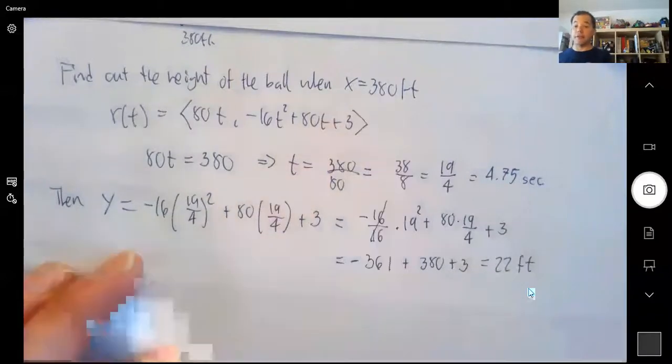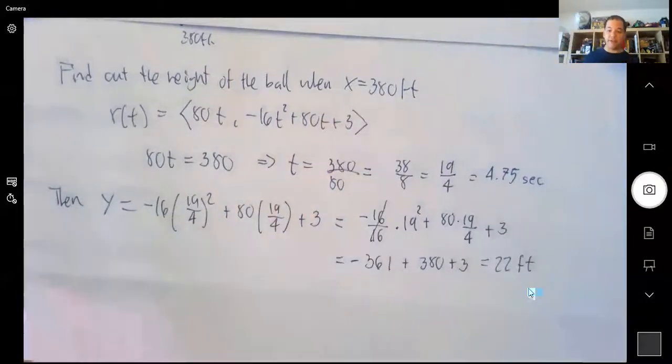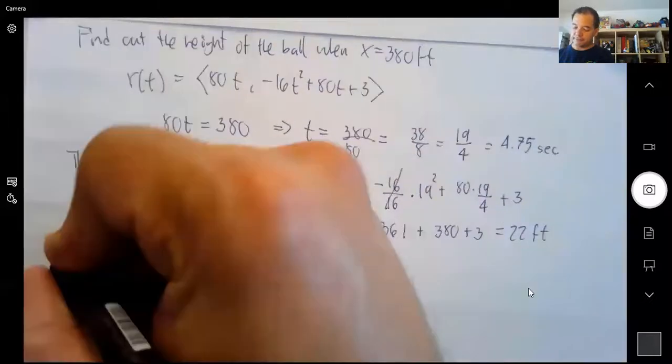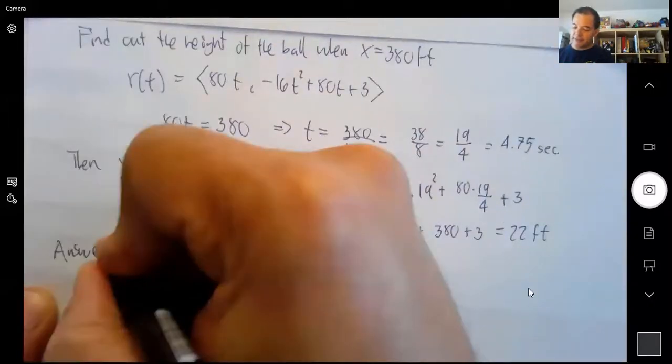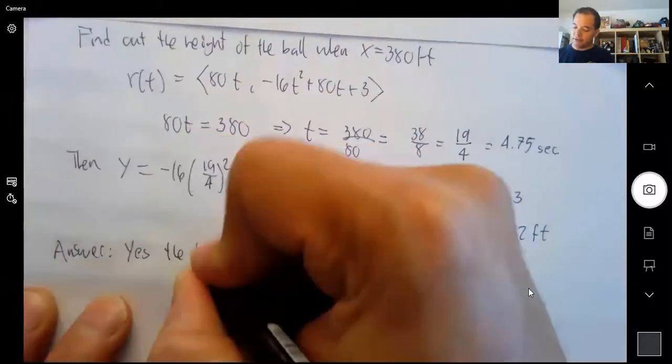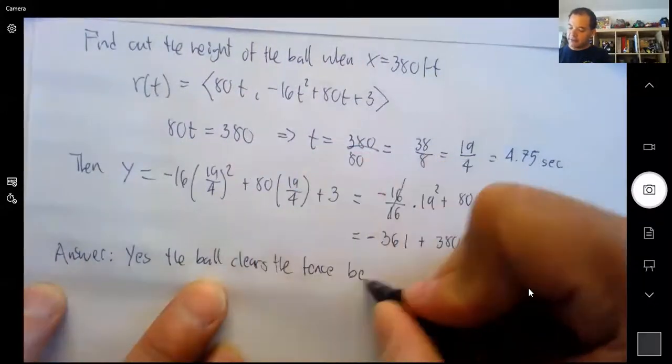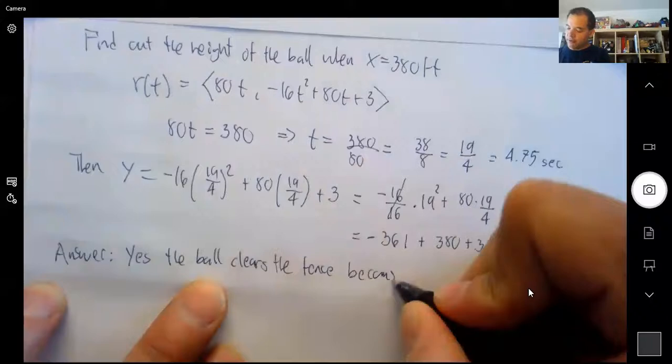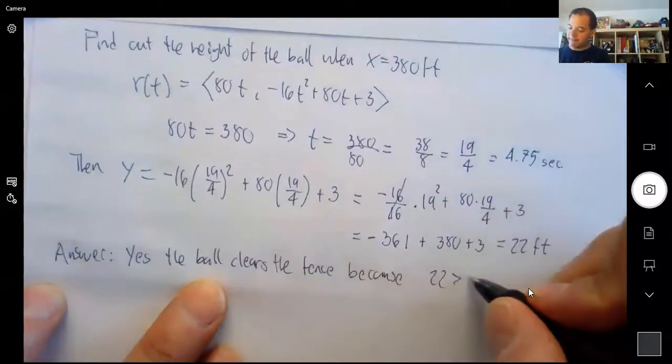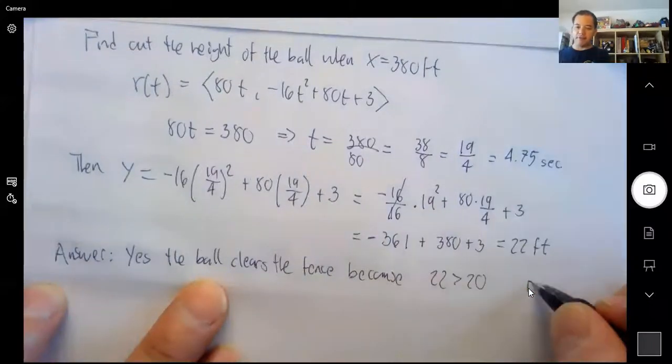So it clears the wall, right? The wall is 20 feet, so it goes 2 feet over the wall. So it's a home run. So the answer: yes, the ball clears the wall, clears the fence, because 22 is bigger than 20. And that's the end of our problem, right?